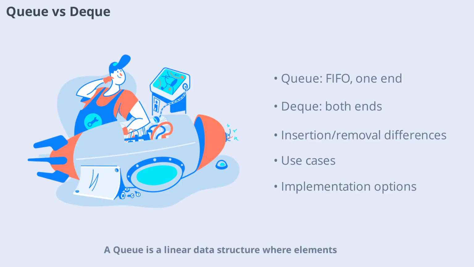A queue is a linear data structure where elements are inserted at the end and removed from the front, following FIFO order. A deque, or double-ended queue, allows insertion and removal from both ends. Queues are used for waiting lists, while deques are useful for implementing stacks or handling elements from both ends efficiently.